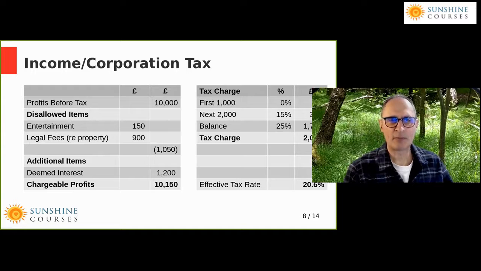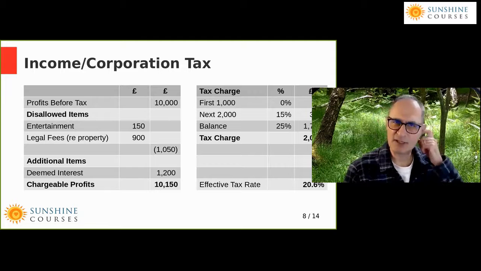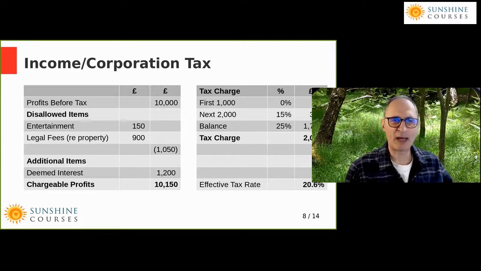So if your profits were £10,000 after having deducted £150, you need to add those back in order to understand what your profits are. The same thing is true of legal fees. Certain legal fees are allowable against tax. Certain legal fees are not allowable against tax. For example, if you're buying property, if you're a property trader, you're not allowed to set those costs against your profits. So if your profits were set after having deducted £900, you need to add back those £900. So in this example, you'd have to add back £1,050 to your profits. Unfortunately, in this example, I deducted it. Apologies, you need to add it, not subtract it.